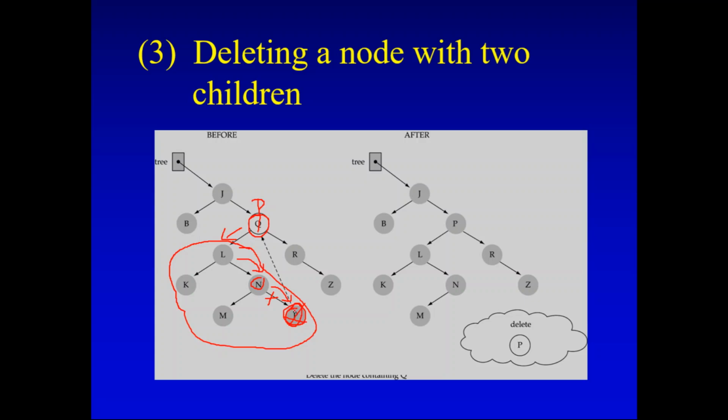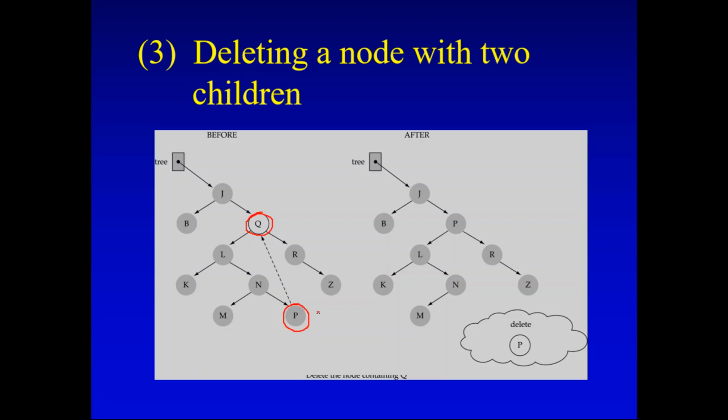Whatever node you are finding, it will never have two children, it will have only one child. I think you are able to follow. If you are deleting a node which has two children, then surely you will find a node either with no children or one child to be deleted. Because what you have to find is the next predecessor or the next successor.